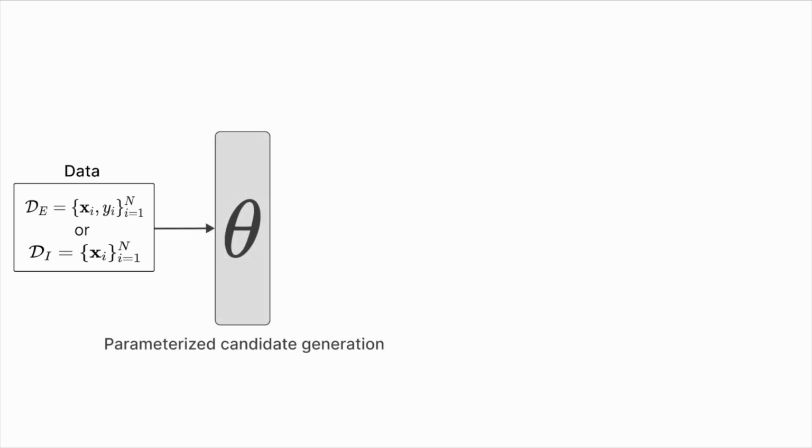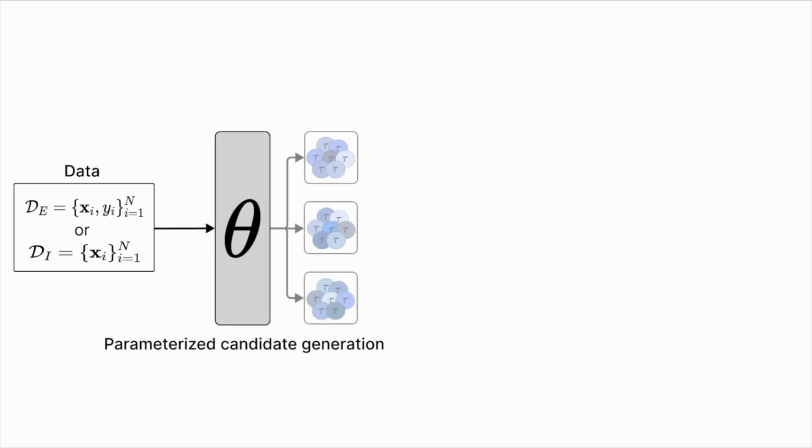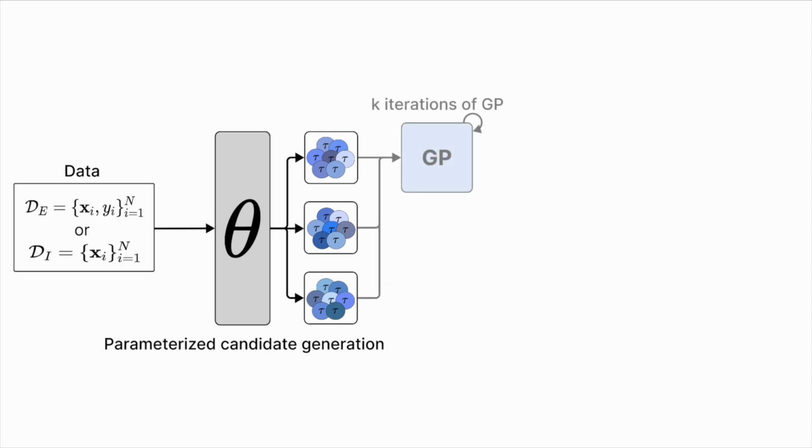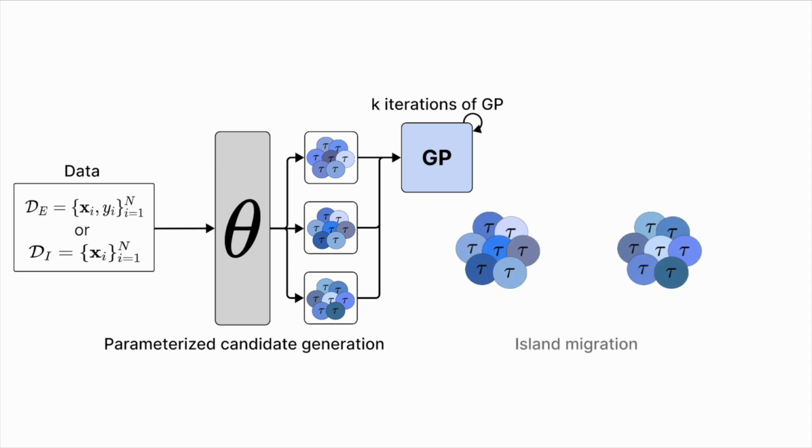We then use a parameterized candidate generator theta to build a set of initial populations. Each island has its own set of candidate parameters, which are updated during the evolutionary search. Islands are then individually evolved with iterations of genetic programming, and at fixed intervals of iterations, we diversify the island populations through small, controlled migrations between populations. This allows distinct and independently evolving islands to share valuable information through the migrated individuals.